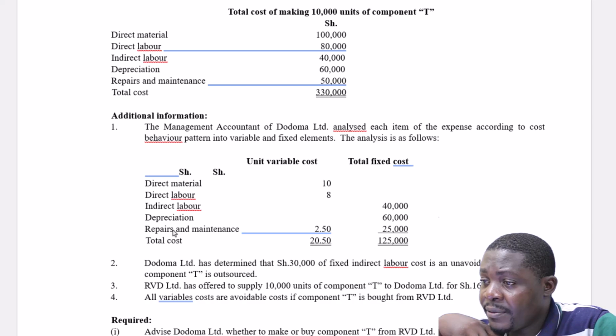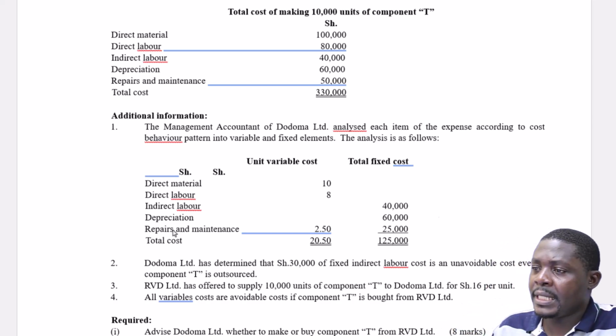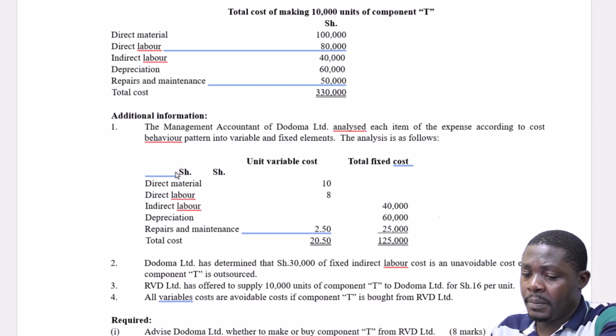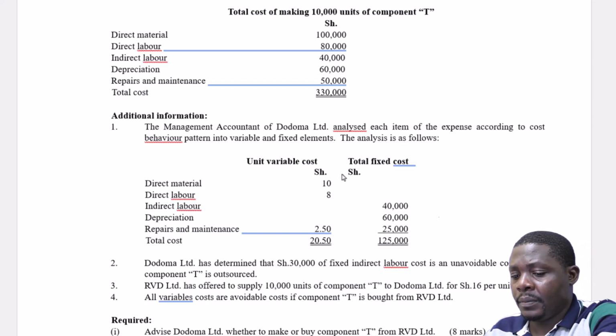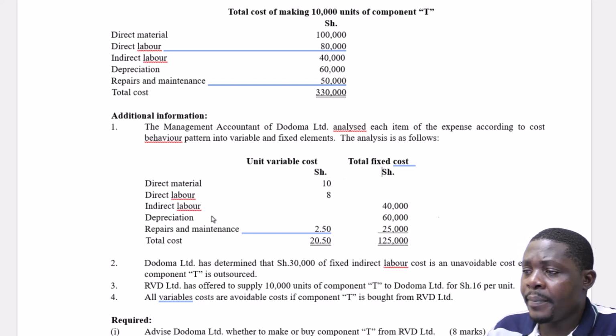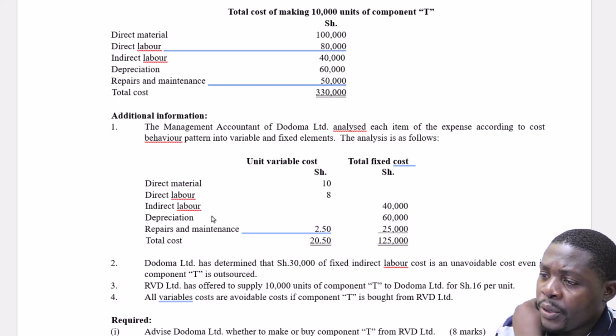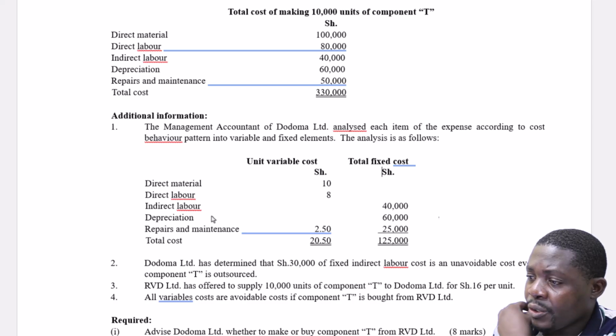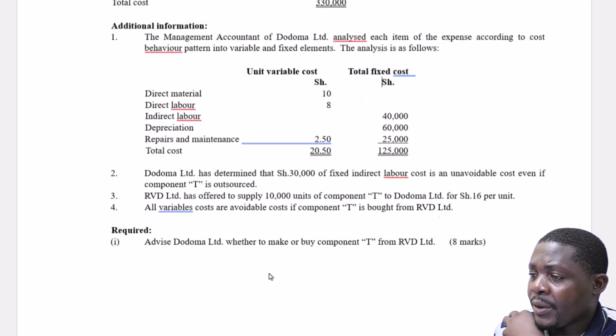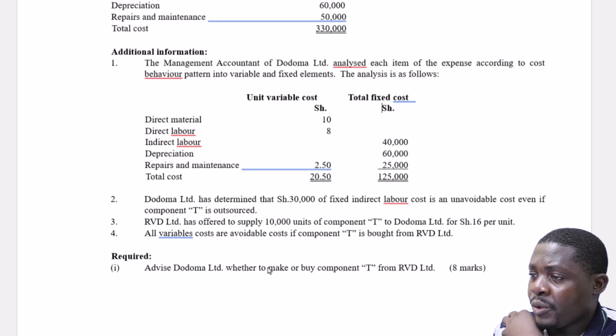The analysis is as follows. We have material at 10 shillings per unit. Then direct labor is 8, that's the unit variable cost. And then we have indirect labor 40,000, depreciation 60,000, repair and maintenance 25,000, and then 2.5 is the variable cost per unit. The total fixed cost is 125,000, and variable is 20.5.